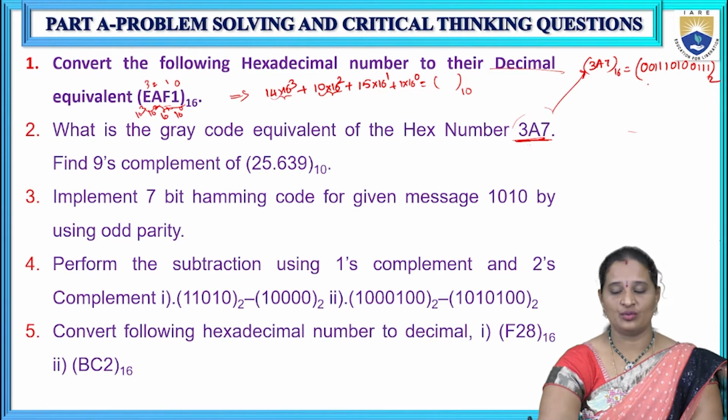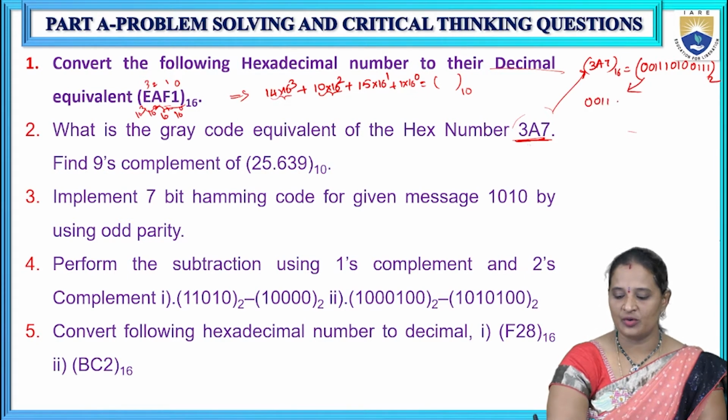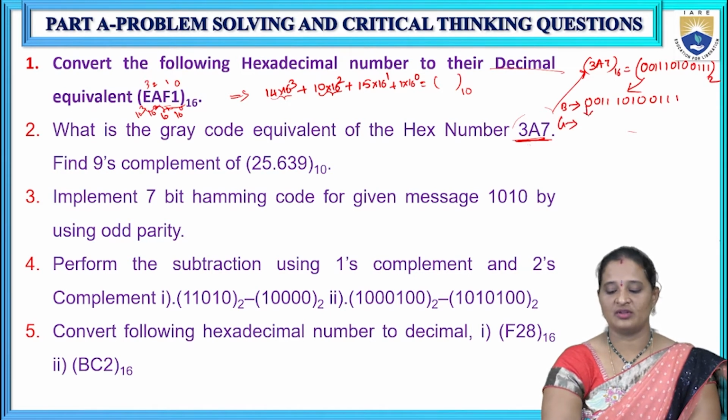So once the binary code is available, then we can easily convert this into a gray code, simply by following the procedure of converting a given binary number into gray code. How to convert binary into gray code? The MSB is considered the same. So the XOR of the consecutive digits will give the next bit of the gray code.